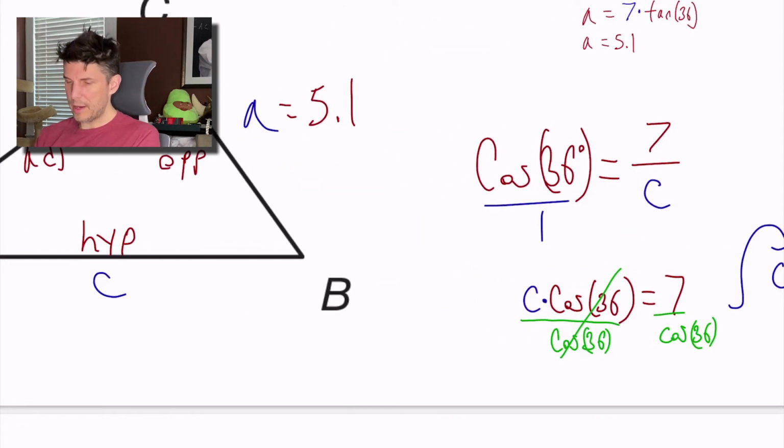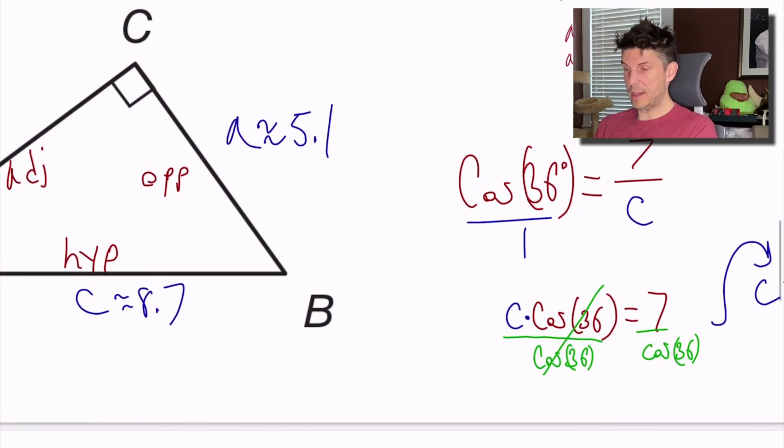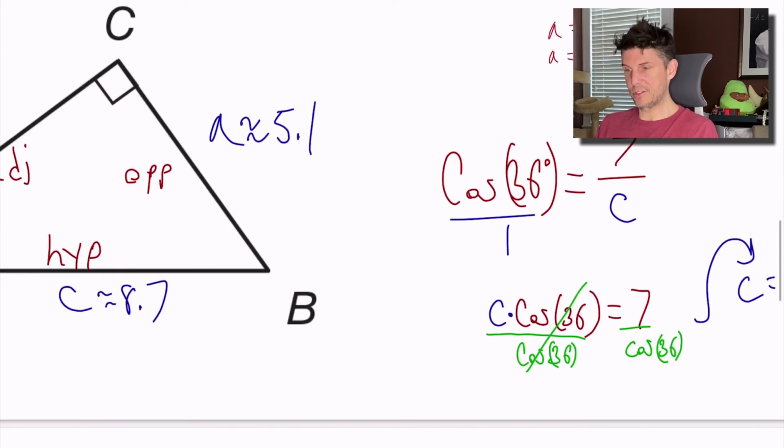So I can label that on the diagram. 8.7. Actually, over here too, I should have used about 5.1, right? It's not exactly 5.1. If I wrote equals, I could have said A is explicitly equal to 7 times tangent of 36. Because that's an exact answer.